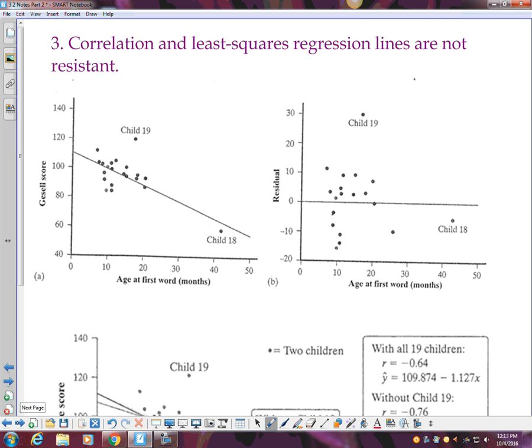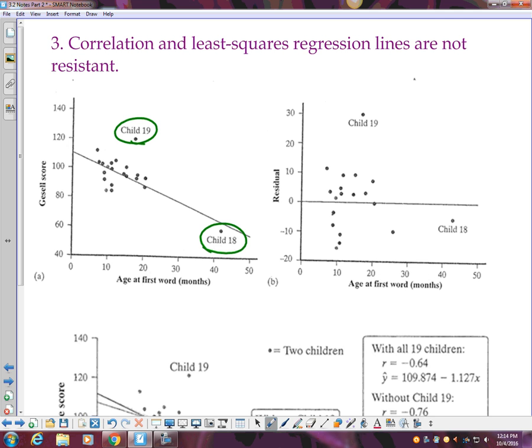Okay, now let's talk about being resistant. So we're obviously talking about outliers. Remember the problem we did about the kids and the age at which they said their first word in months and their score on that test. So here's some data, and we've got two kids I want to talk about in particular. I've got child number 18, I've got child number 19.